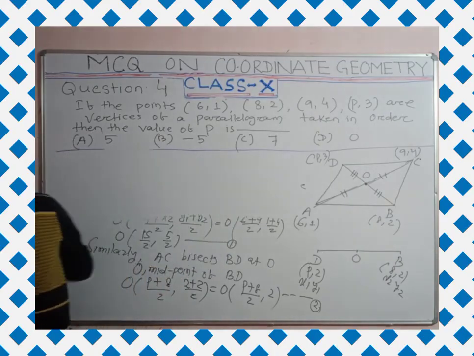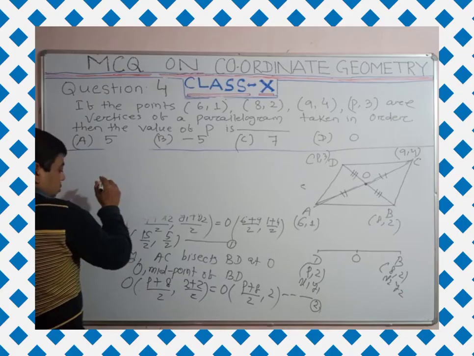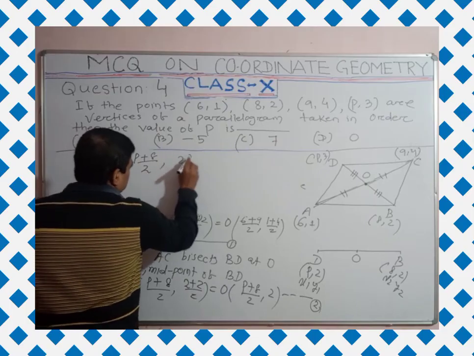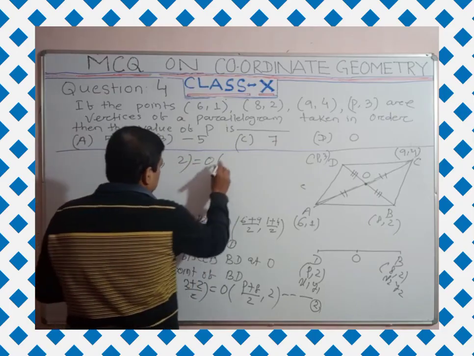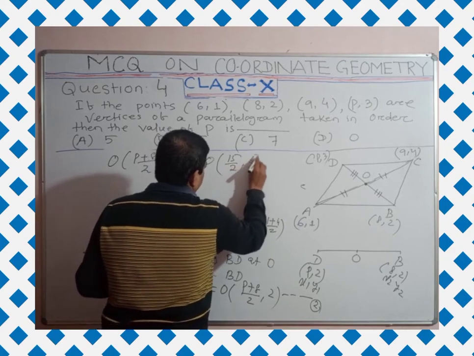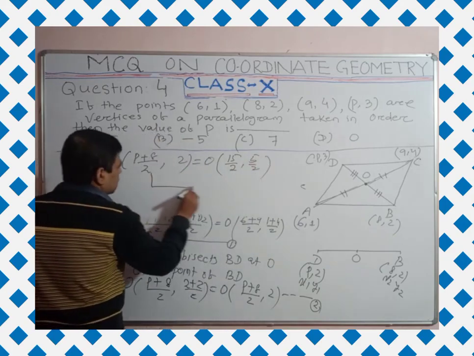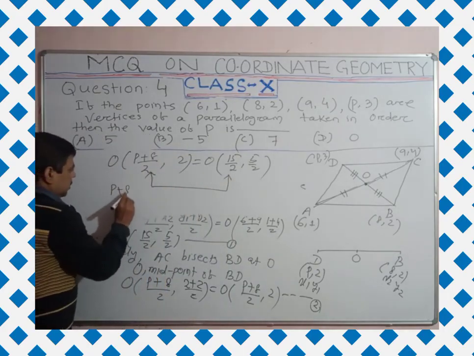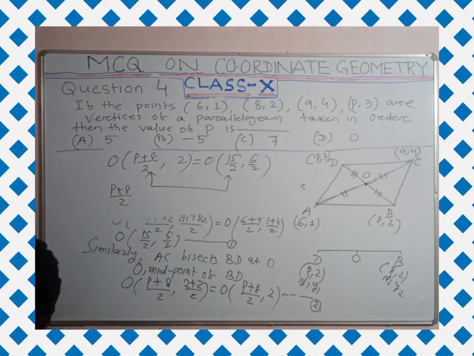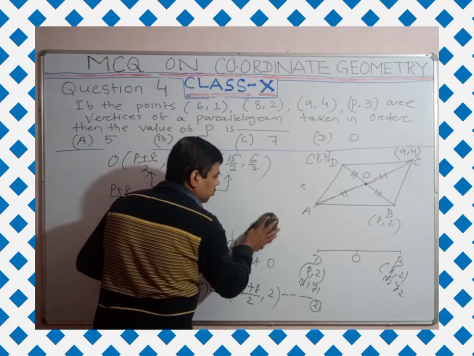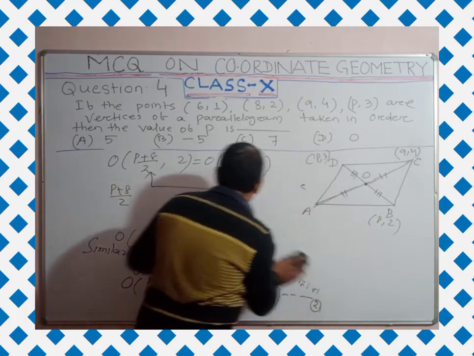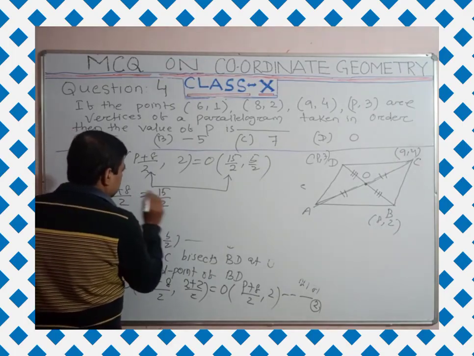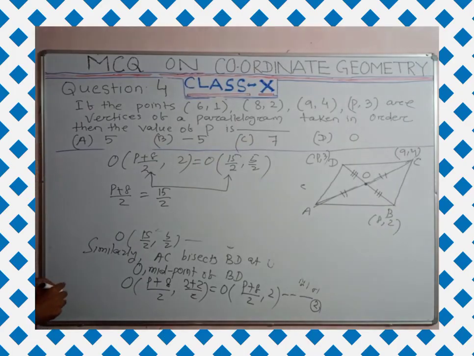So on comparing their corresponding x coordinates, you see the coordinate of (P plus 8) upon 2 is equal to the coordinate from the equation, 15 upon 2. So can you compare their corresponding x coordinates? On comparison we will get (P plus 8) upon 2 is equal to 15 upon 2, by comparing their corresponding x coordinates.